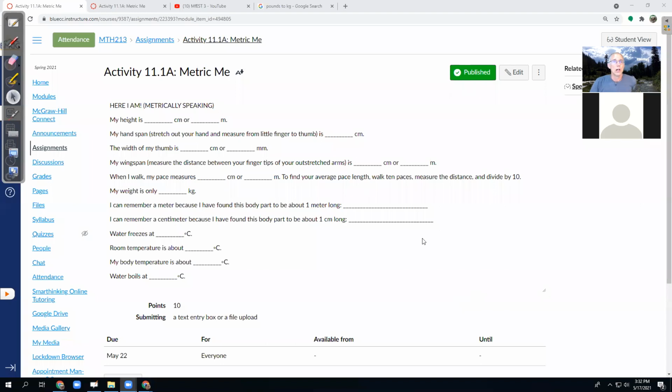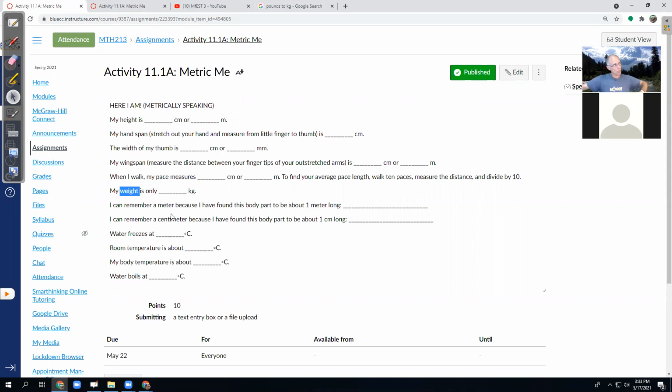Back to share screen here. So ask about your wingspan here. What's the width of your thumb in centimeters or millimeters? When you walk, how long is your pace? So the length of a stride from one heel to the other. Take 10 steps, measure the distance, and divide by 10 to get your average stride. What's your weight in kilograms? It's really mass. Sorry, I lied there.